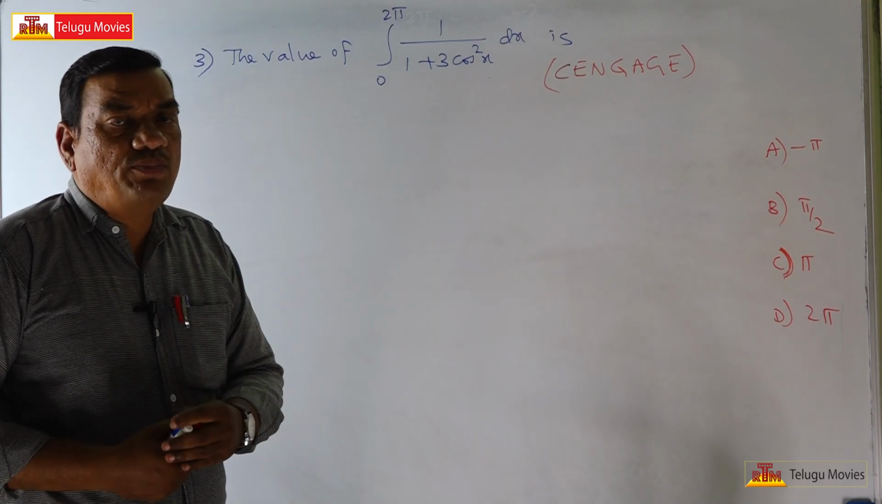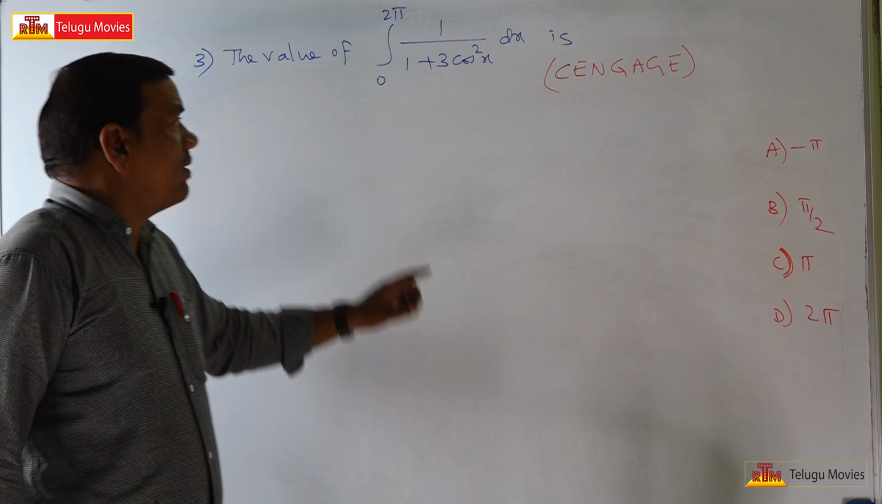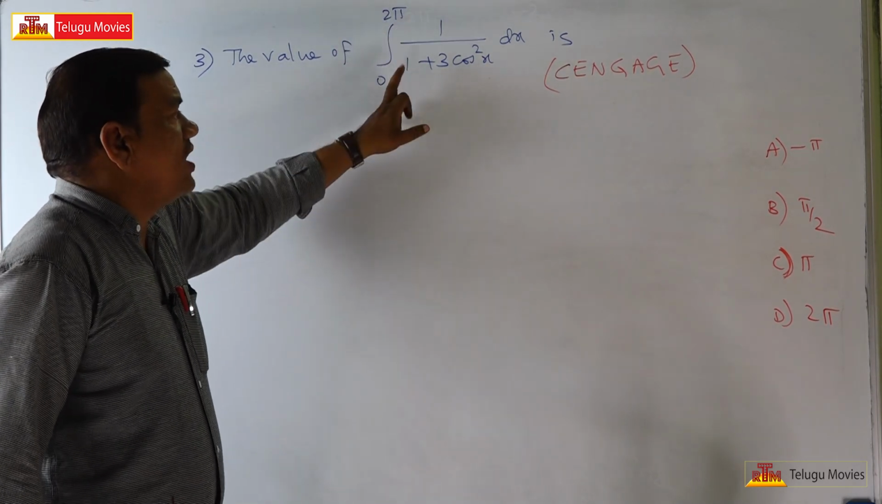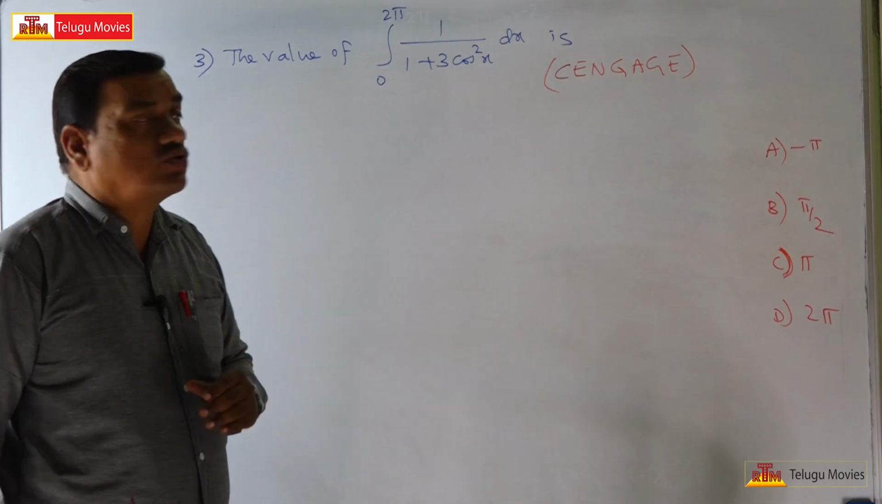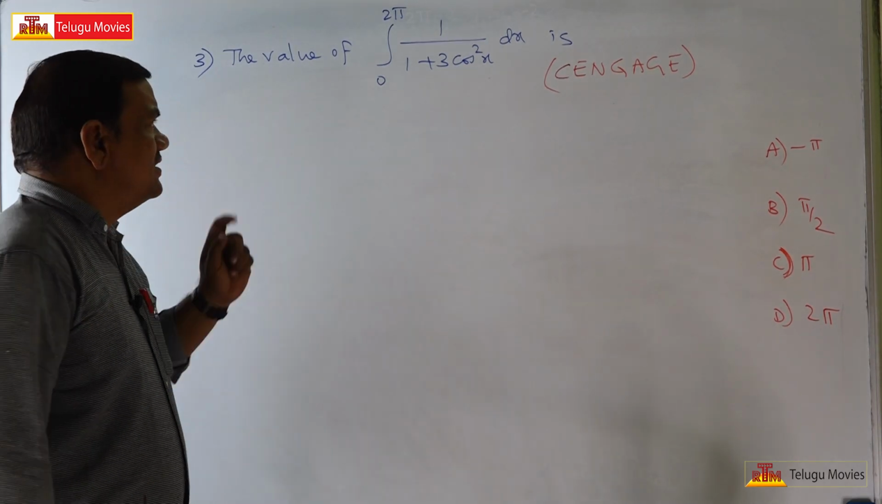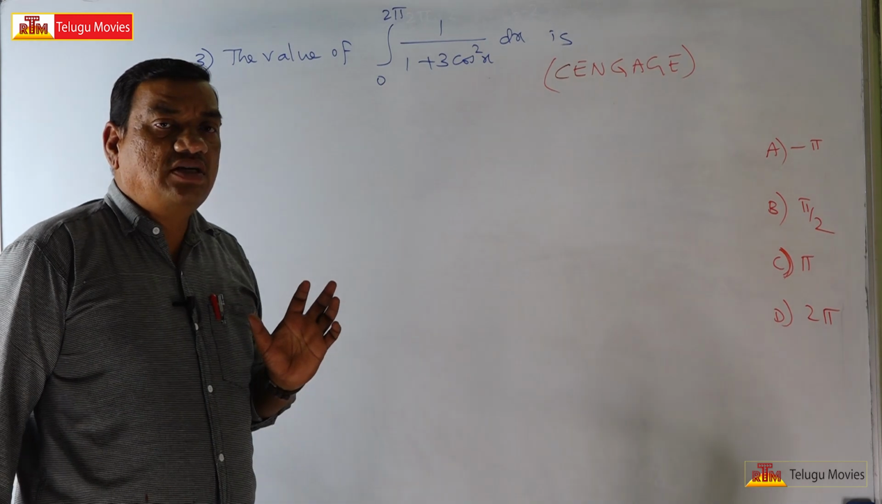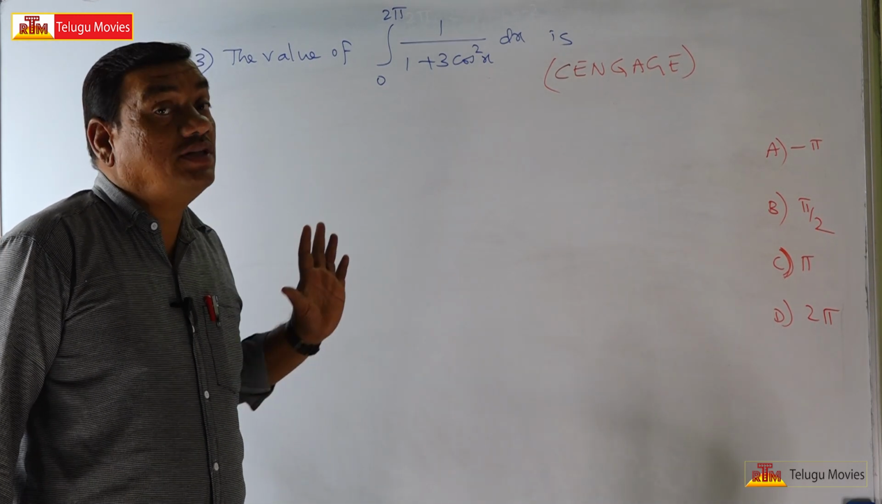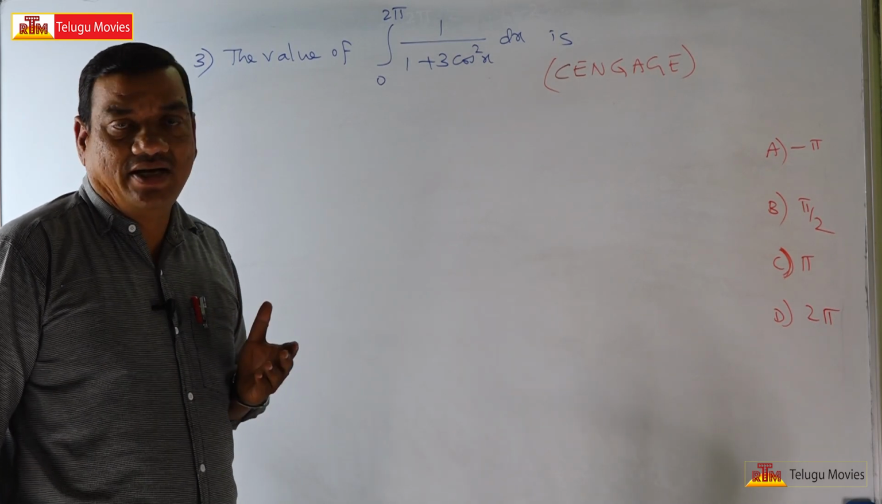Dear students, welcome to the third problem. The third problem is the value of the integral from 0 to 2 pi of 1 upon 1 plus 3 cos square x dx. Generally, the majority of the students make one technical mistake when solving this problem. I will show you what the technical mistake is.